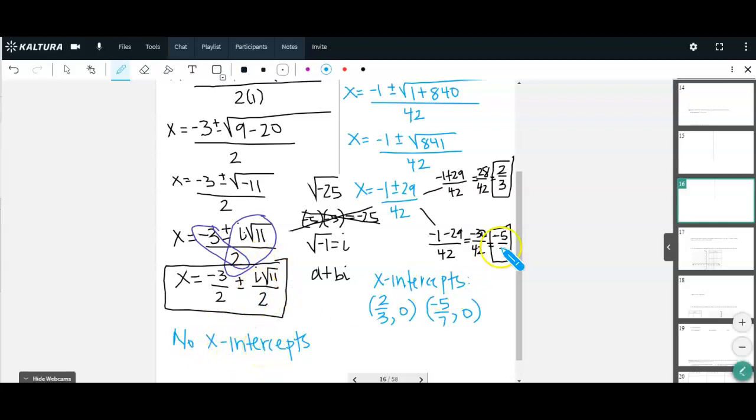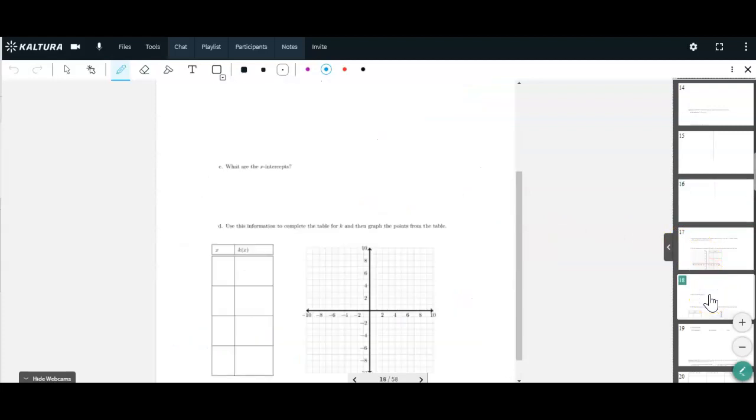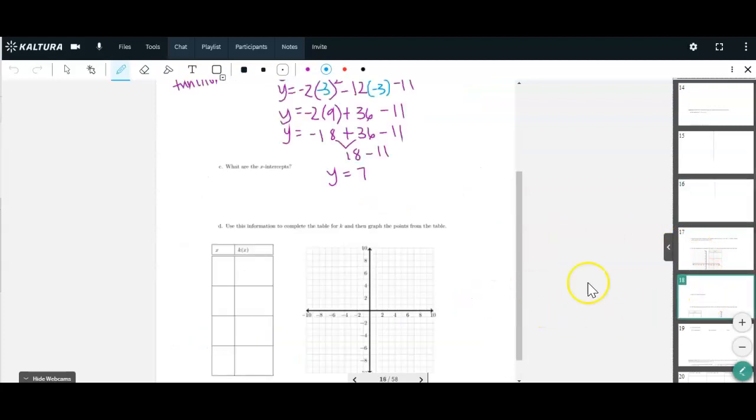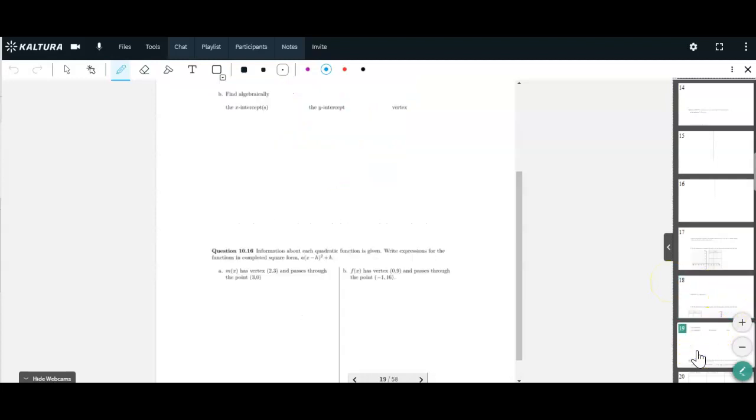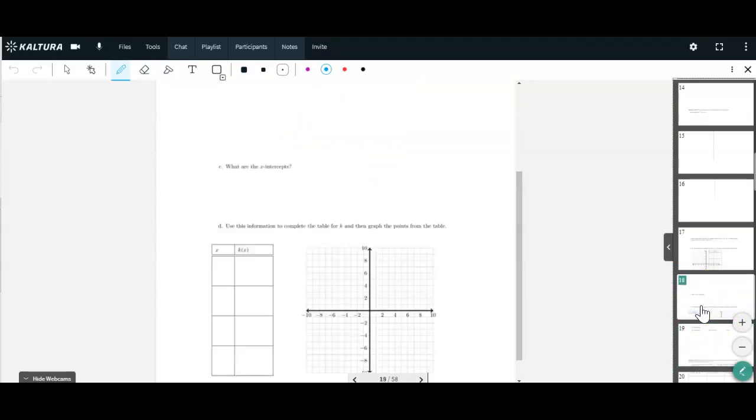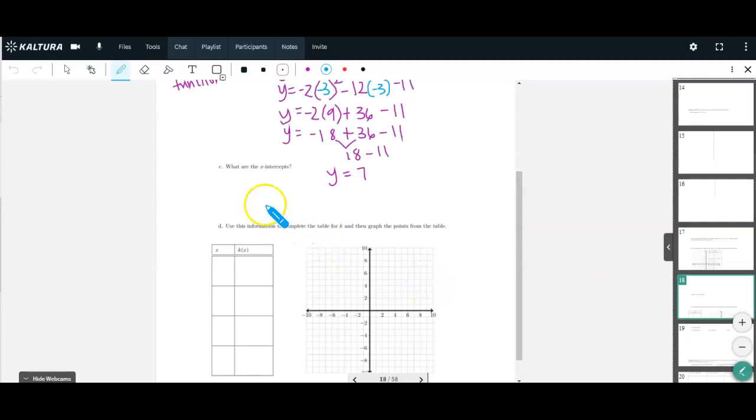And like I said, if I get imaginary solutions, then that means there are no x-intercepts. Okay? So sometimes when it says find the x-intercepts, maybe those x-intercepts don't exist. They could end up being imaginary solutions.